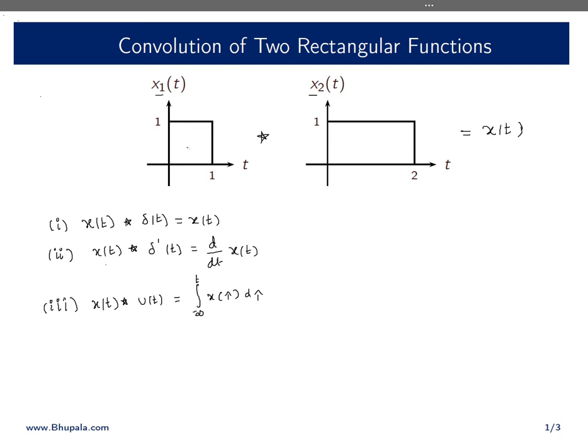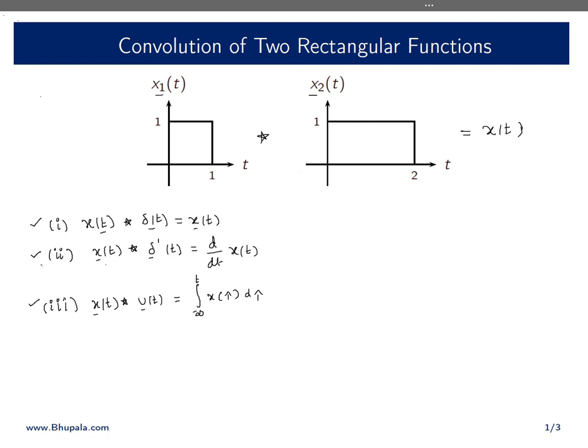Before we start evaluating the convolution, again we have to consider the three important results which we know. The first one is that the convolution of any signal x of t with Dirac delta function is the same signal. The second result is that convolution of any signal with derivative of Dirac delta function will give you the differentiation of the corresponding signal x of t. And as a third result, a convolution of any signal x of t with unit step function will result in the running integral, which is equal to integral from minus infinity to t of x of tau d tau.